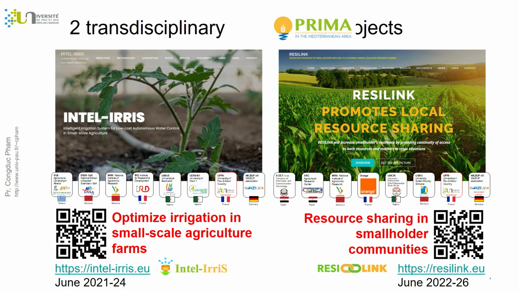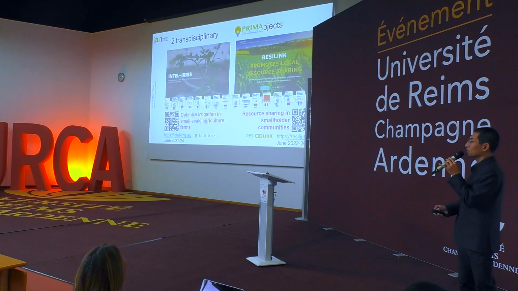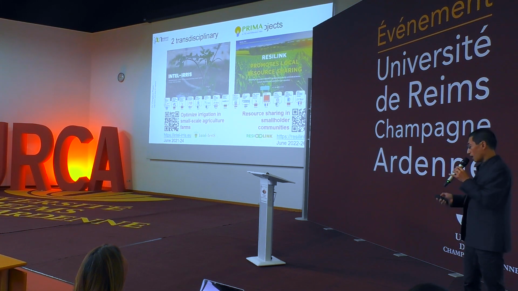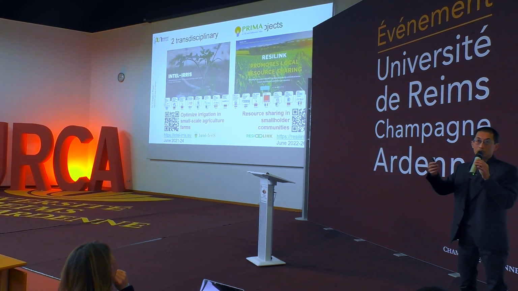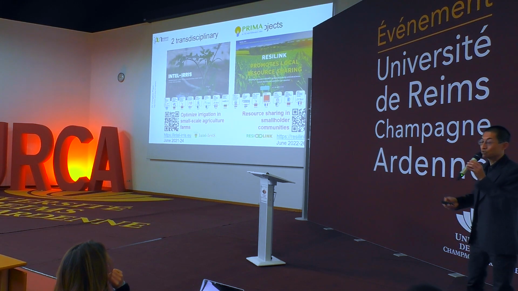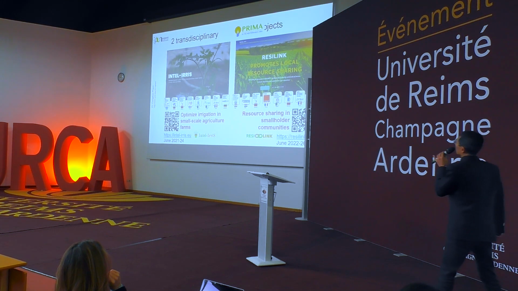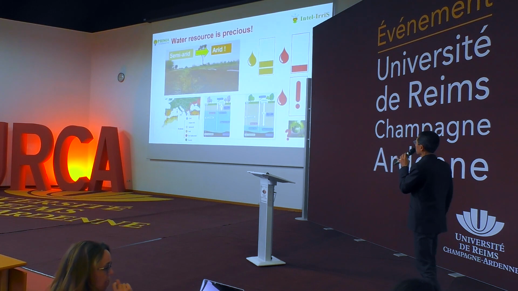I'm going to take the framework of two European projects, one on how to optimize irrigation in small-scale agriculture, and the other one on how to try to increase the smallholder community resilience. I will try to develop these ideas and show you how computer science can help these communities.